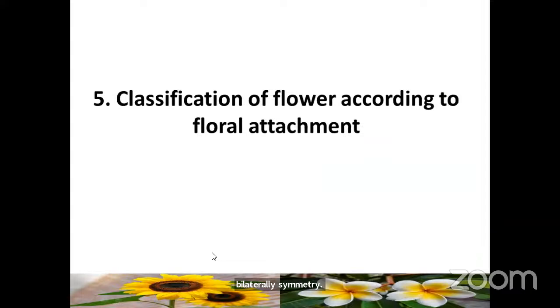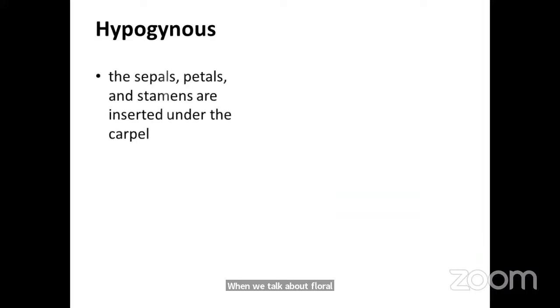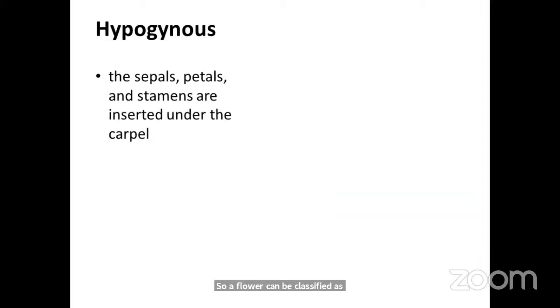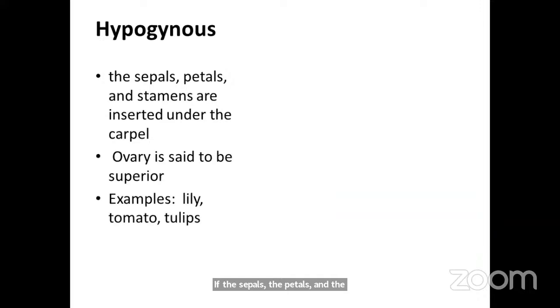Okay, next is according to floral attachment. When we talk about floral attachment, actually we are talking about the position of the ovary. So a flower can be classified as hypogynous if the sepals, the petals, and the stamens are inserted under the carpel.